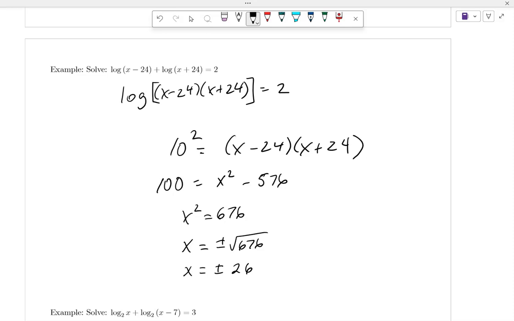Now, this is where that check your answers pop in. If I plug in positive 26, is that okay? If I put in positive 26 here and positive 26 here, is that okay? Yep. But what if I put in negative 26 in those spots? No. That causes negatives in the logs, which you can't do. Okay? So I'm going to cross out the negative, and it's just the positive 26. Negative 26 is what we refer to as an extraneous solution.